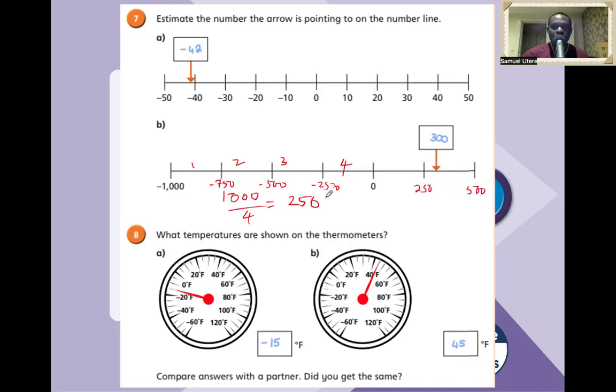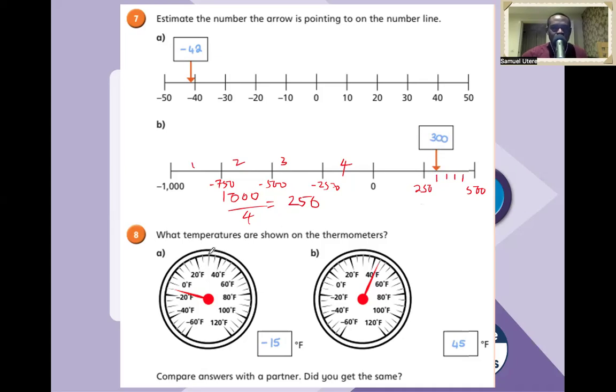Now, if that is the case, think about it. If we really want to estimate, this should be about 300. Yeah? All right. So estimating means you say, okay, how many parts can I really split this into? So if that is 350, 400, 450, and then 500, you can see they're about split equally. So 1, 2, 3, 4, 5. Yeah. So that should be about 300.